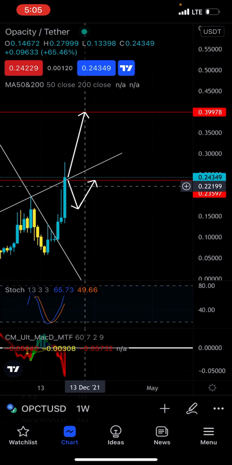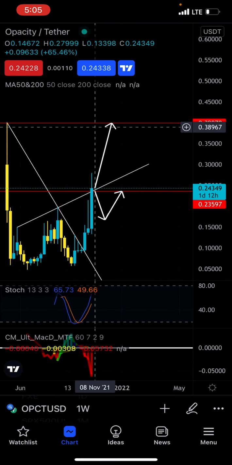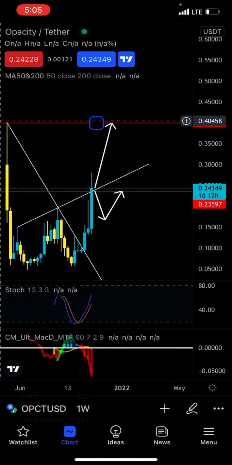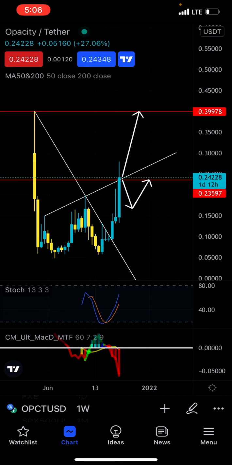First TP is when the candle hits that first trend right here. Second TP would have been the previous all-time high wick right there. That would have been your second TP. But again, you have to look for this pattern specifically, right?